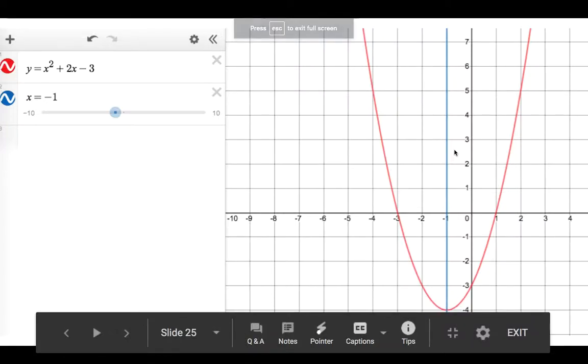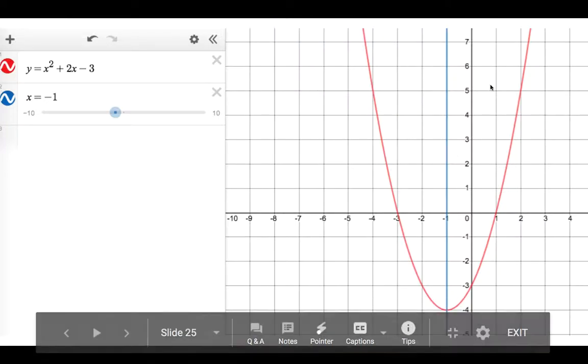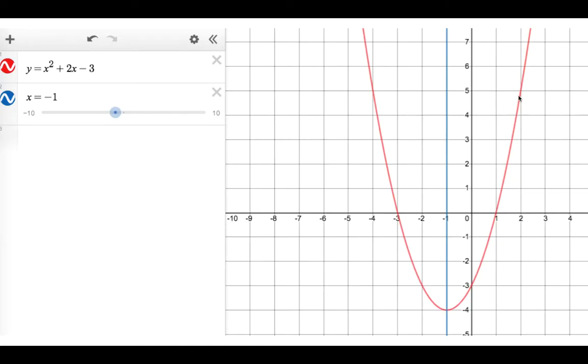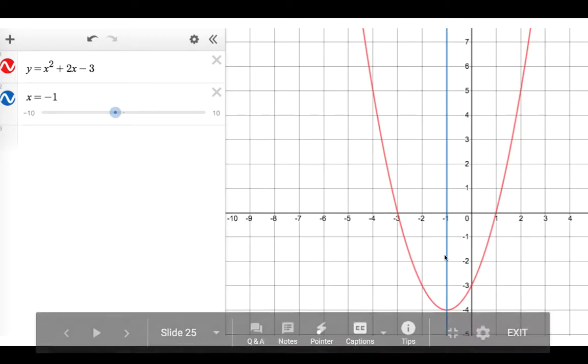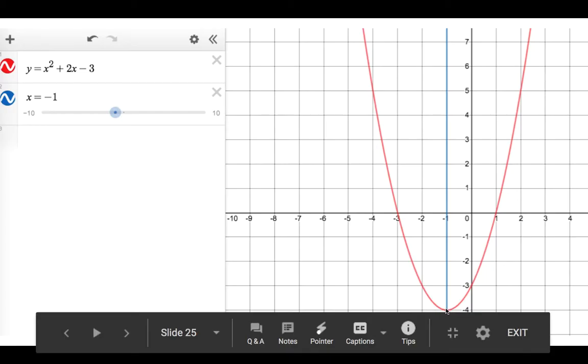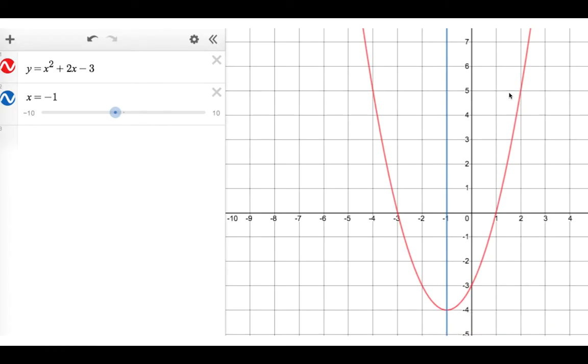One of the things that we noticed earlier about parabolas is that they are symmetrical. In fact, we can draw a line of symmetry, like this blue line here, right down through the vertex of the parabola. That blue line is considered a line of symmetry, or the axis of symmetry, that splits this parabola exactly in half.